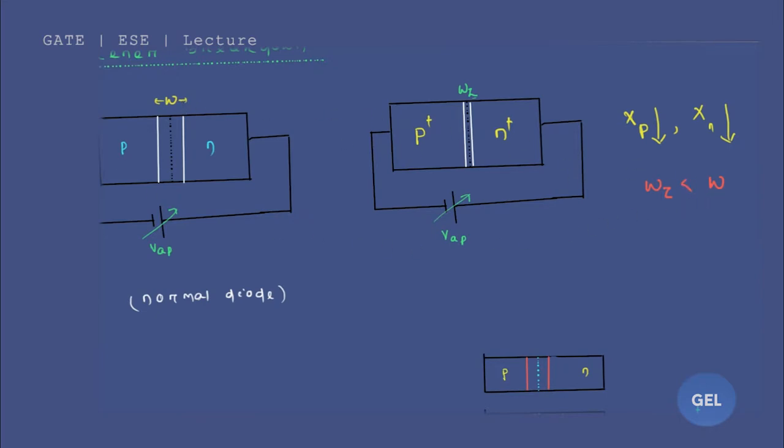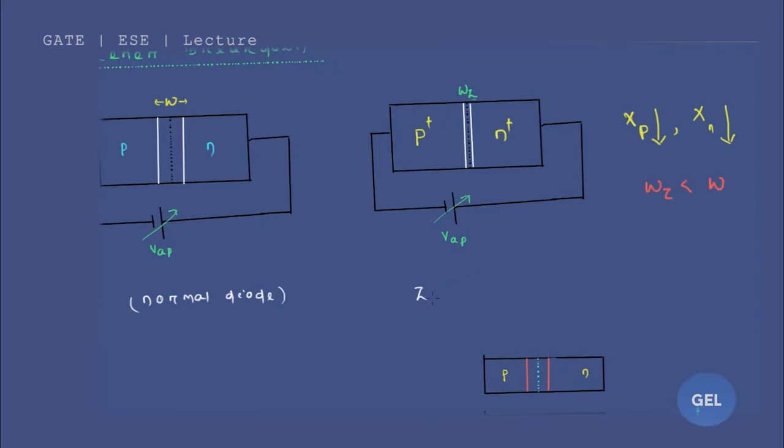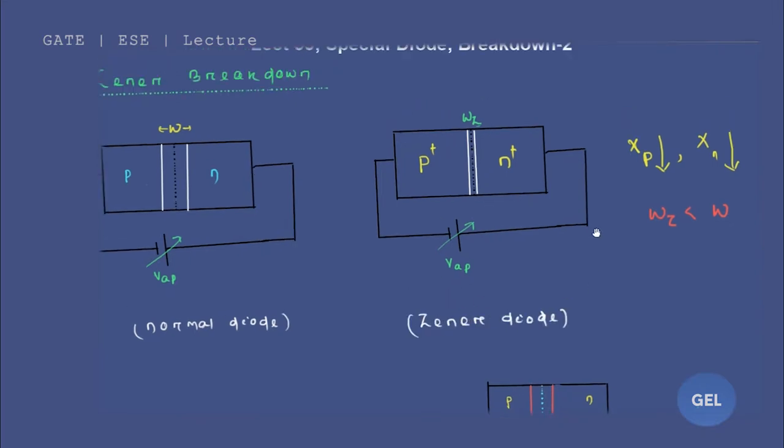Okay, now this diode, this special diode, will be called a Zener diode. You understand this Zener diode's construction. Now we'll get into the breakdown in this Zener diode. Now look here carefully. The only difference is the decrease in the value of the depletion layer, the lesser value of the depletion layer. That is the difference from the other type.